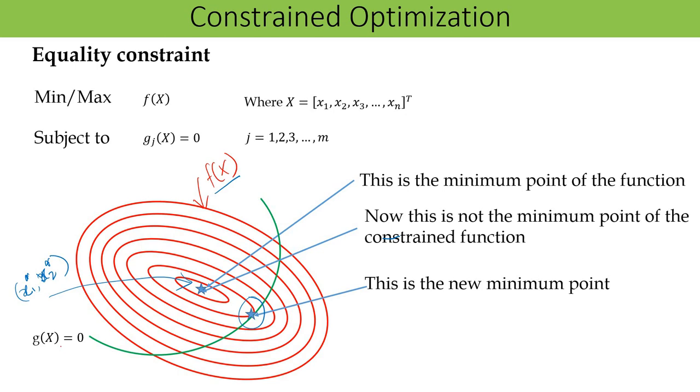I hope this is clear to you. So I would like to find out the minima of this constrained optimization problem. That is our objective, and we'll try to find the sufficient and necessary conditions for optimality in the case of a constrained optimization problem. Right now we are discussing equality constraint.